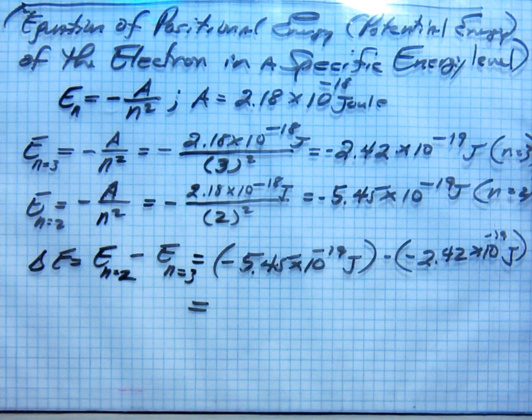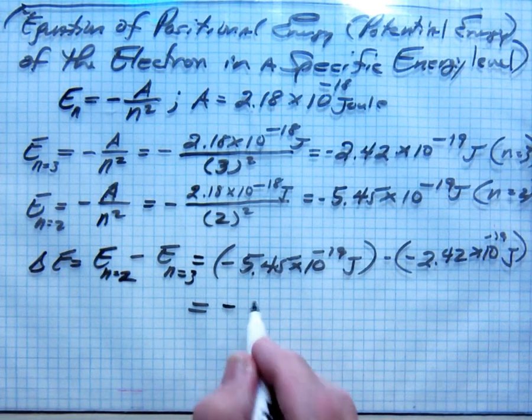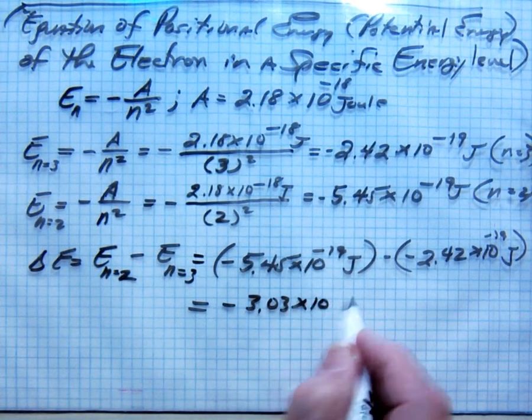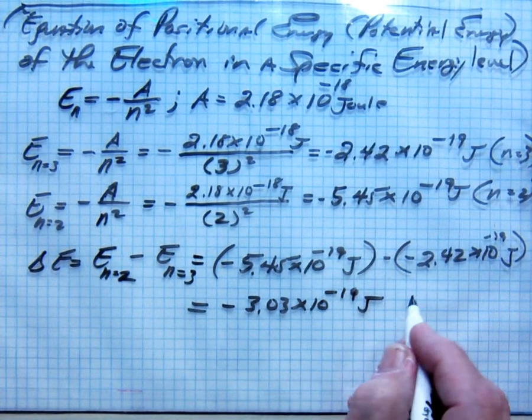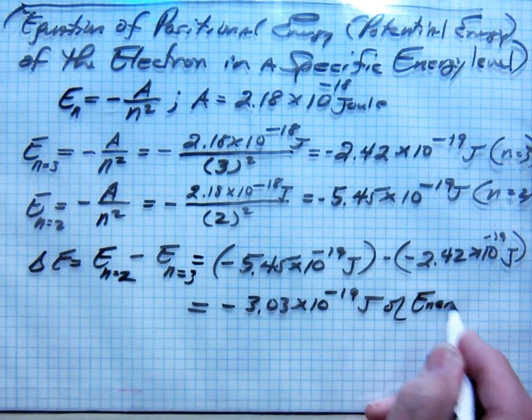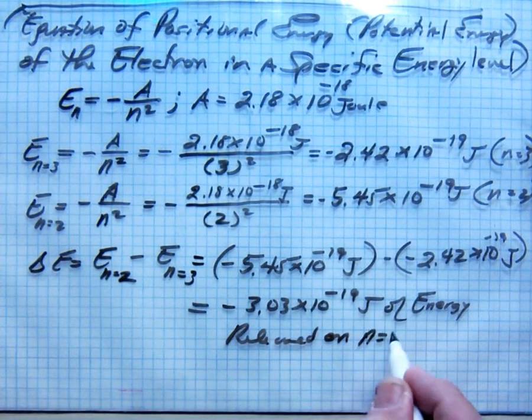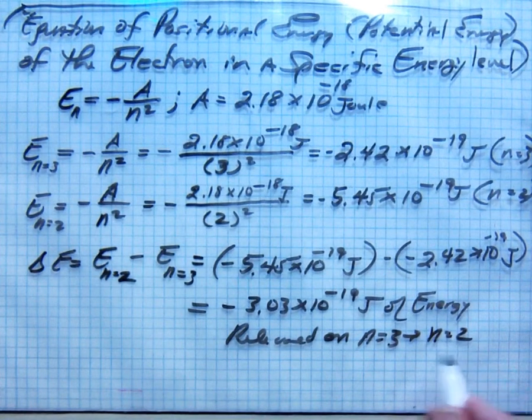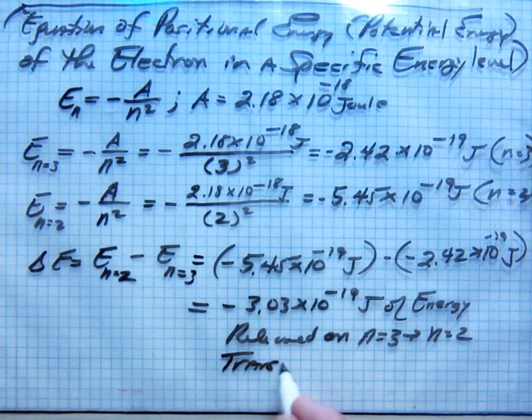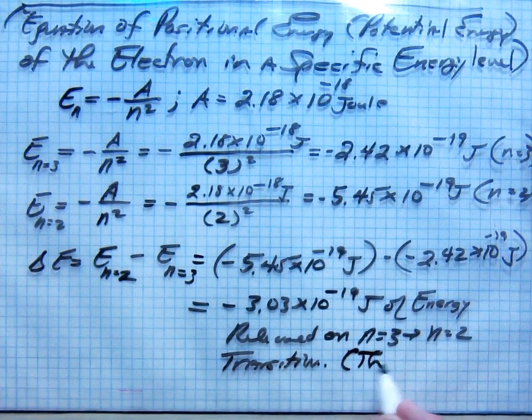5.45 times 10 to the minus 19 minus 2.42 times 10 to the minus 19 is equal to 3.03 times 10 to the minus 19. So 3.03 times 10 to the minus 19 joule of energy is released on the n equals 3 to n equals 2 transition. Theoretical.